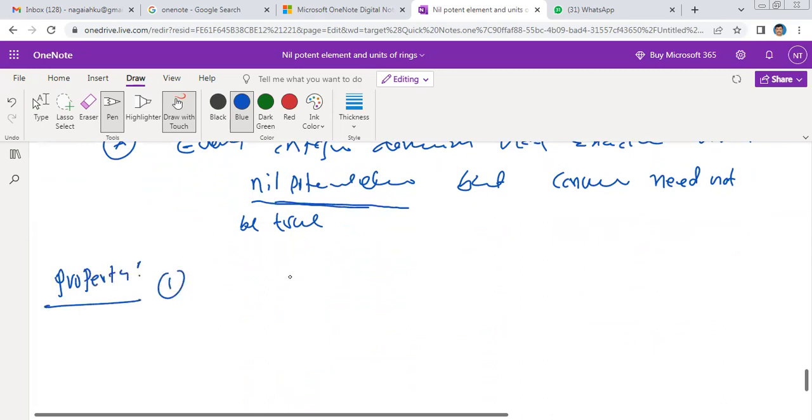If A and B are two nilpotent elements of a commutative ring R, then A plus B is also a nilpotent element of the commutative ring R. First statement.